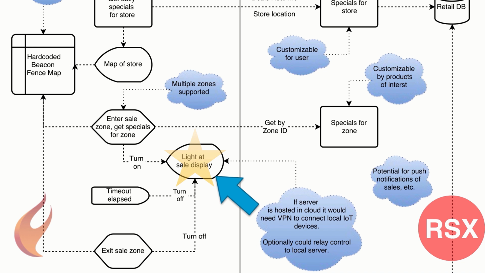The lights can actually be turned on from the client application, and that's because we're hosting the server in the cloud, and it would require a VPN connection from the cloud down to the client application, or down to the local IoT devices in order to do that. Could have been possible, but our IT department didn't want to put that together this quick.